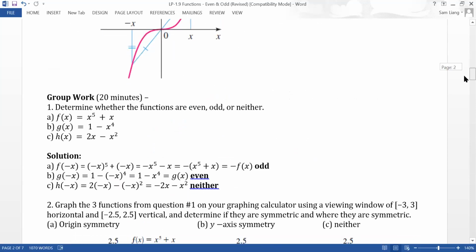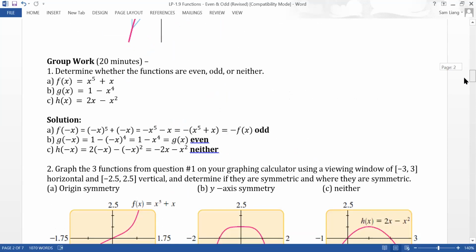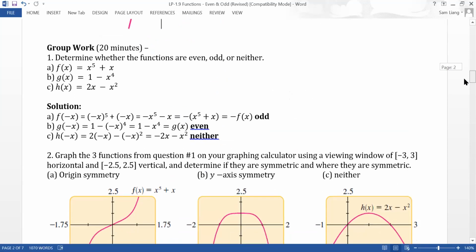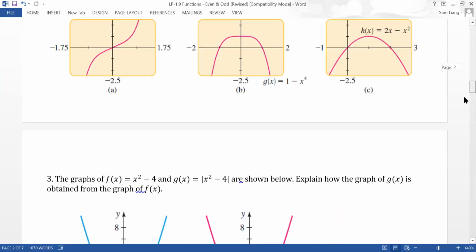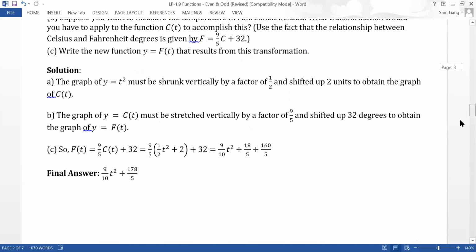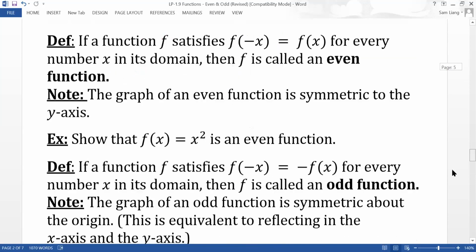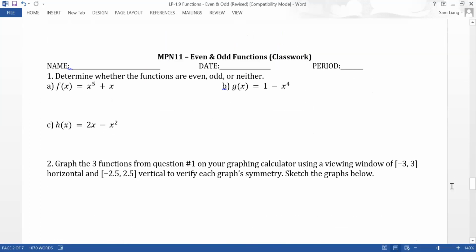All right, yes, the worksheet. Okay, so let me show you an overview of the worksheet. Sorry, it's right here. The first question is to determine whether functions are even, odd, or neither. Just like the two examples that we just saw, we're going to plug in a negative x and then evaluate.